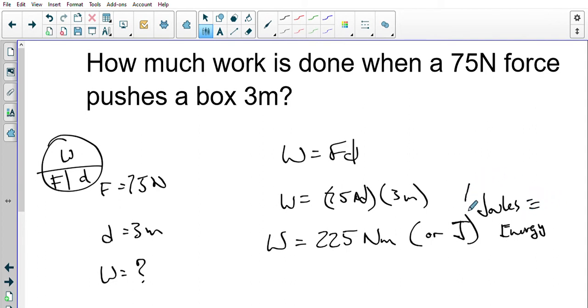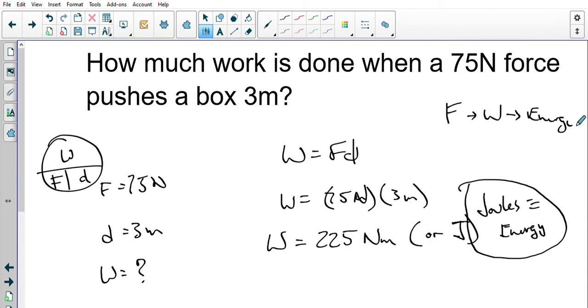So this is a key thing here because we're going on to what we call the conservation of energy. So we're seeing a progression of force to work, and then we're going on to energy. And this is the direction that we're going. Anyways, how much work is done? 225 newton meters, 225 joules of work is done.